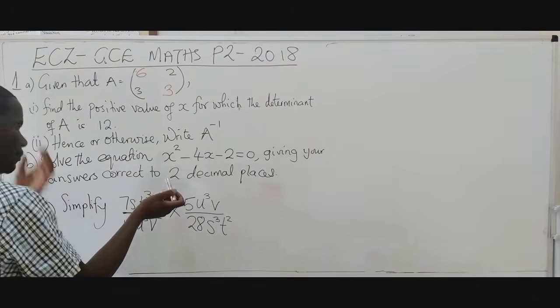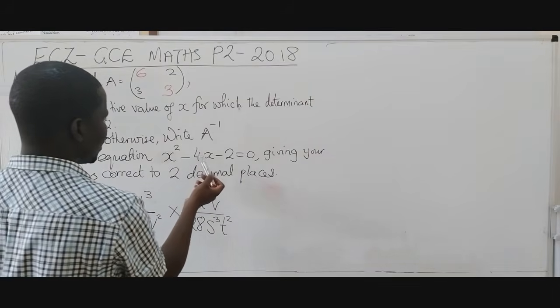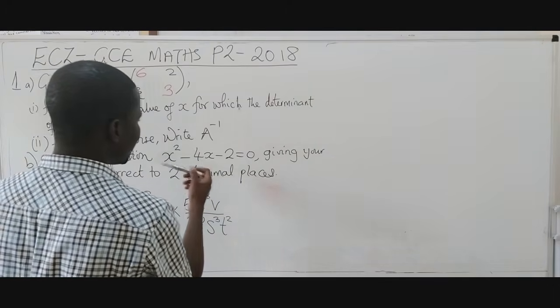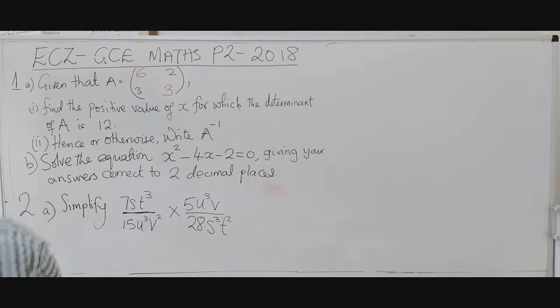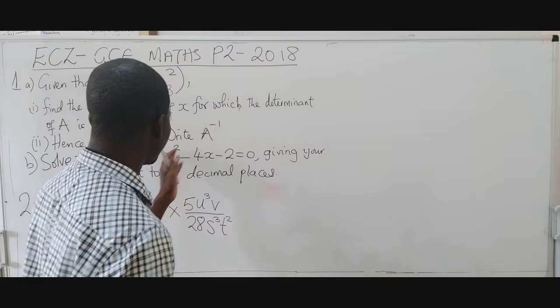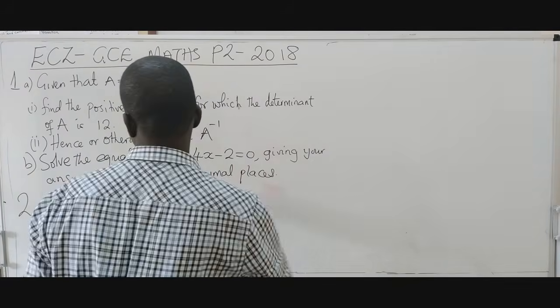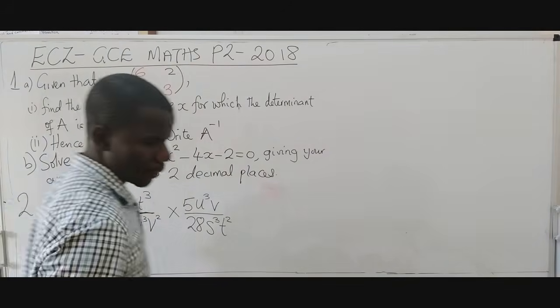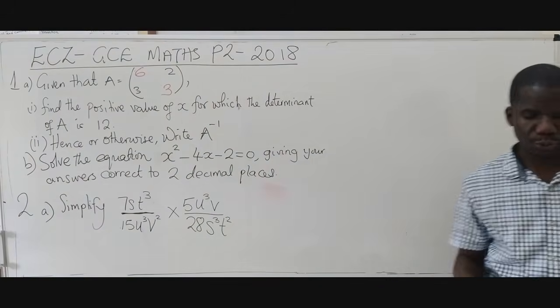Solve the equation x squared minus 4x minus 2 is equal to 0, giving your answer correct to 2 decimal places. So that's what we are supposed to do.